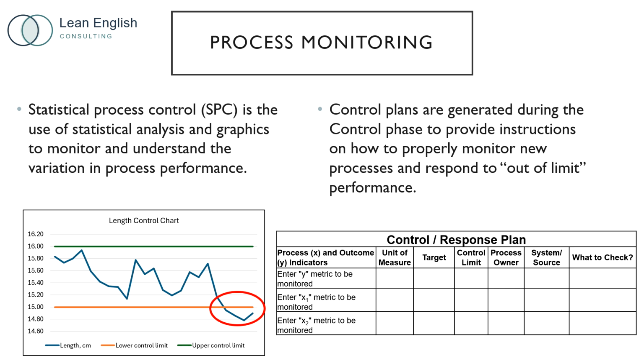The target will be 15.5 with the control limits between 15 and 16. The process owner will be the head baker. The system they use will be the bakery and its equipment, and what to check will be the length from end to end.